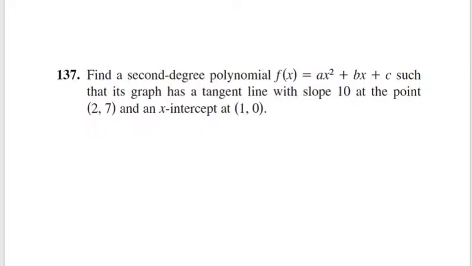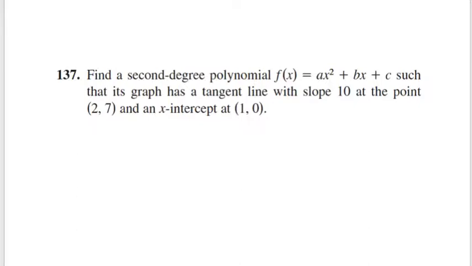Find the 2nd degree polynomial. They're very nice. They tell us f(x) = ax² + bx + c, but a 2nd degree polynomial, that's what it is. So they wouldn't even need to write this down. You should be able to do it yourself. Such that its graph has a tangent line with slope 10 at the point (2, 7) and an intercept at (1, 0). Since we are looking for 3 unknowns, a, b, c, we really hope that we have 3 conditions.